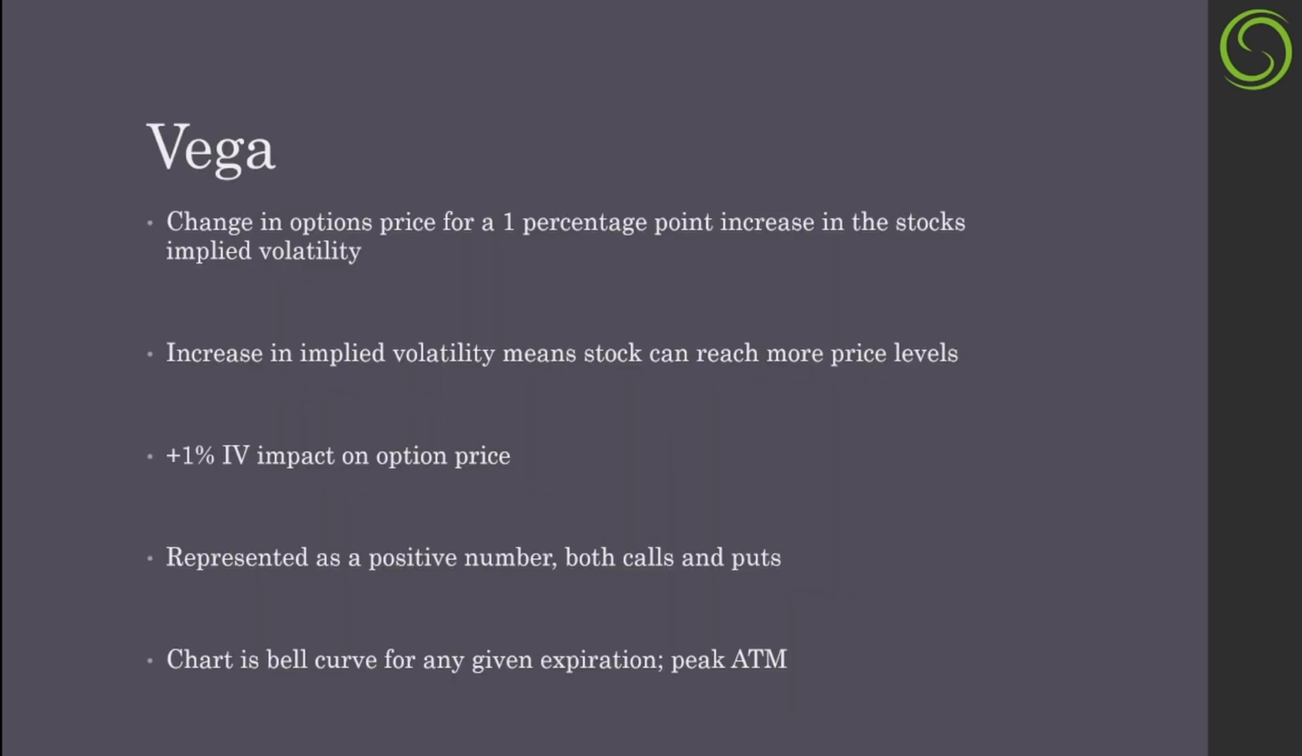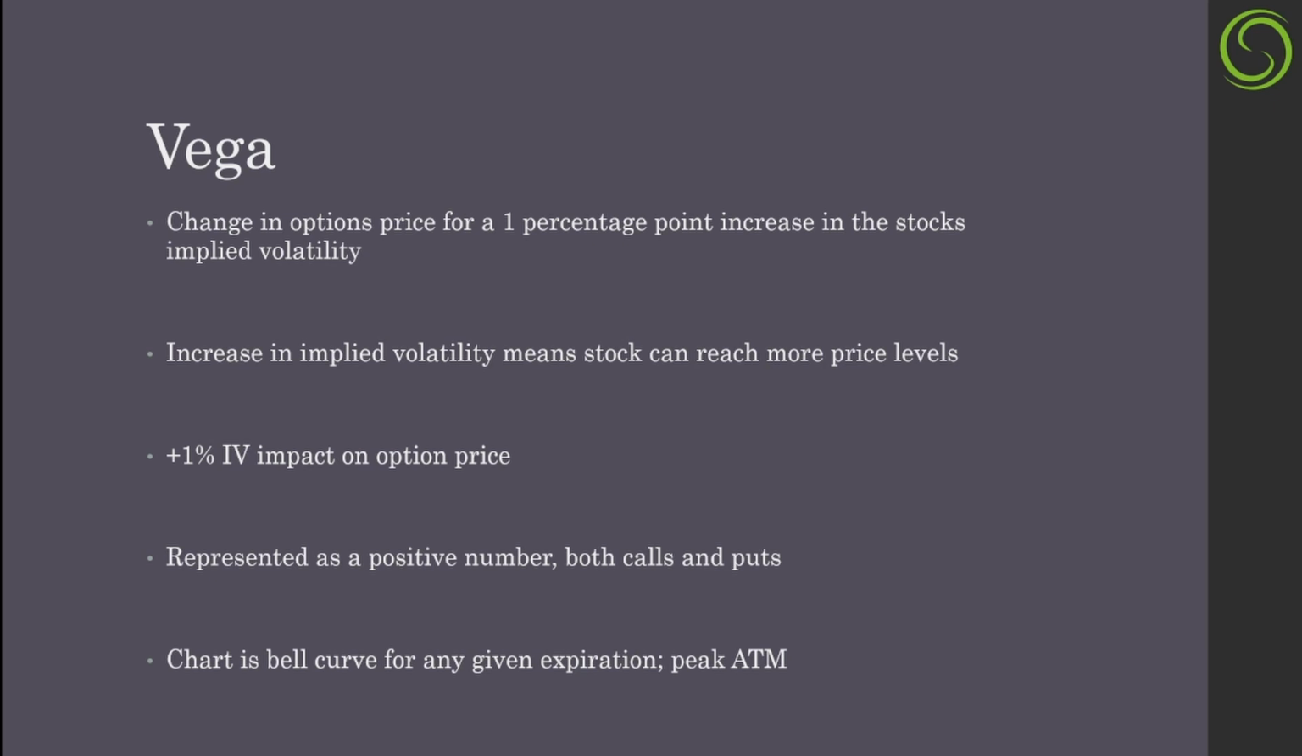If you have ever noticed options having elevated prices compared to what you think they normally should be, most likely implied volatility is the culprit. Vega tells us how much we can expect the price of the option to change for a 1% point increase in the stock's implied volatility.